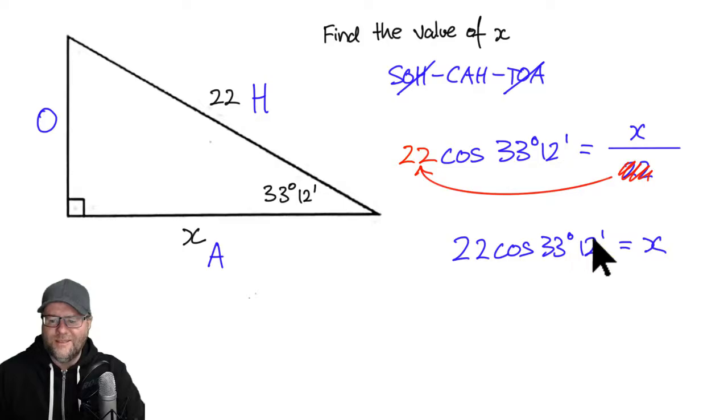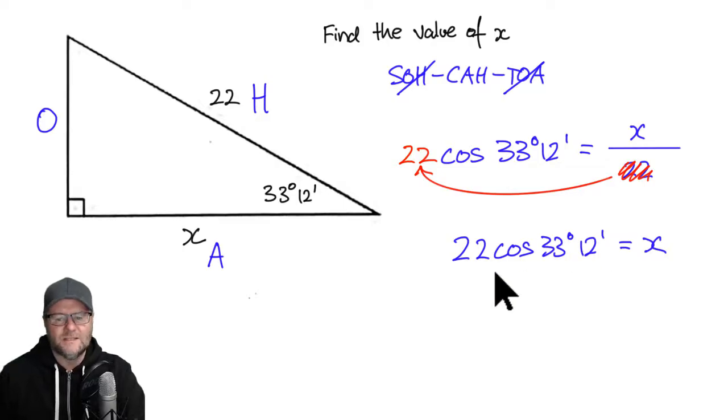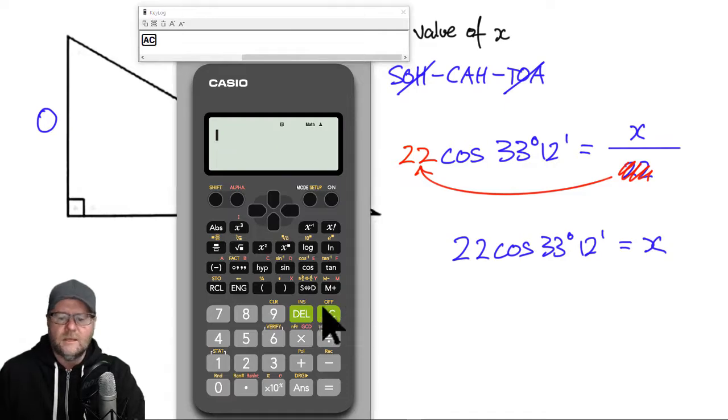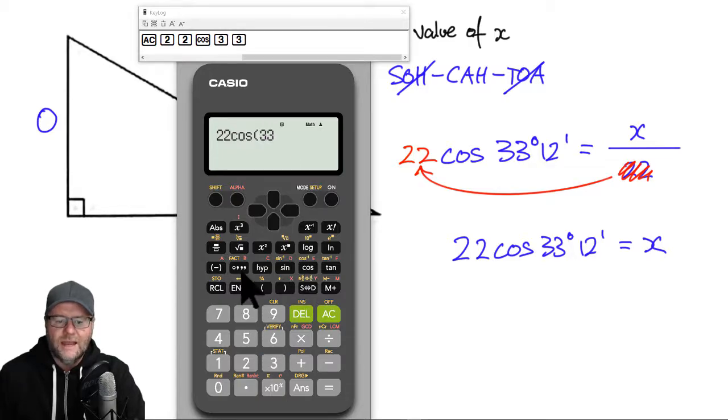How do we get the degrees and the minutes in? I'm glad you asked. Let's have a look. I'm going to clear all of this, and we're going to do it. 22, just as we see it. Cos, you'll see it puts a bracket, so I'm going to put 33. And I'm going to hit this button. It's the degrees, minutes, seconds button. I don't know about you guys, my students for some reason call it the bubble button. So the bubble button, we're going to hit it.